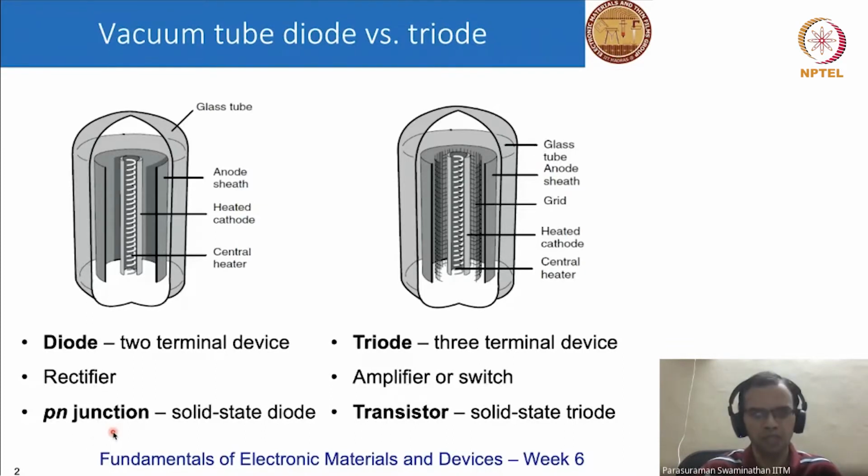the PN junction. In this week, we will look at the transistor, which is the solid state version of the triode. The triode is a three-terminal device, so there is an anode and a cathode, but in addition, there is also a grid which is independently controlled from the anode and the cathode. The triode or the transistor can be used as either an amplifier or as a switch.